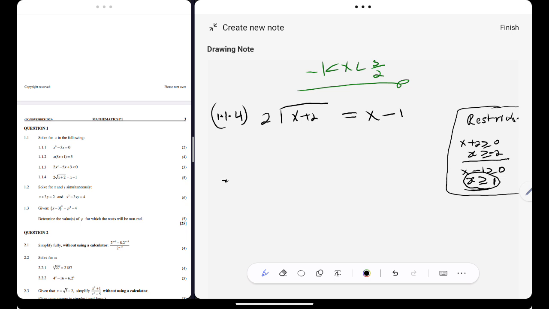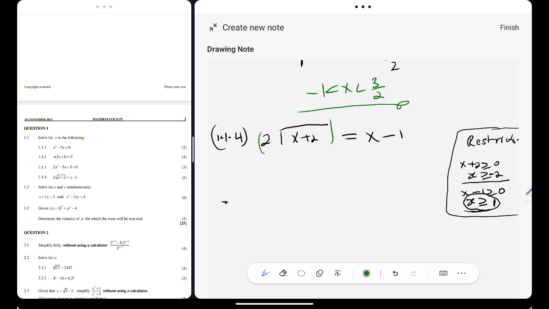Okay, so now after establishing our restriction, we can work. If we get a solution that is not greater than 1, that solution will not be applicable. Okay, let's go and solve.